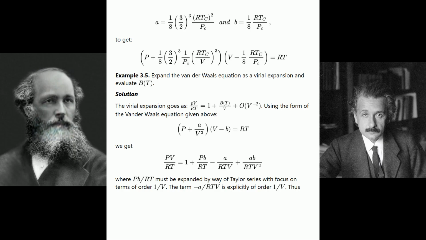Example 3.5. Expand the van der Waals equation as a virial expansion and evaluate B of T. Solution. The virial expansion goes as PV over RT equals 1 plus B of T over V plus O of V to the negative 2 power. Using the form of the van der Waals equation given above, see the next equation. We get, see the next equation, where PB divided by RT must be expanded by way of Taylor series with focus on terms of order 1 divided by V.